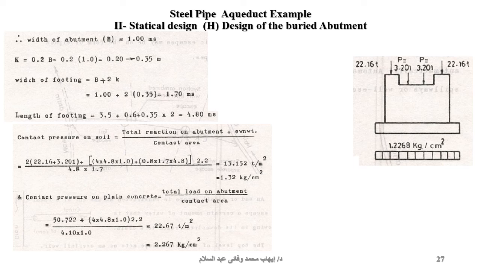Then contact pressure on plain concrete, total load on abutment over contact area. It arrived to 2.267 kilogram over square centimeter.